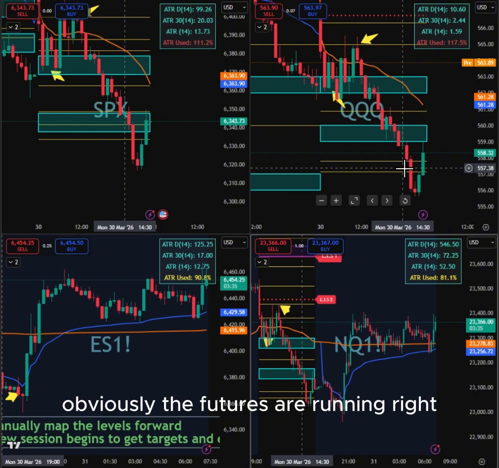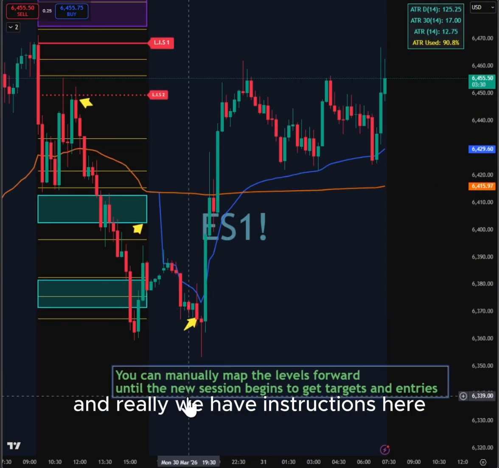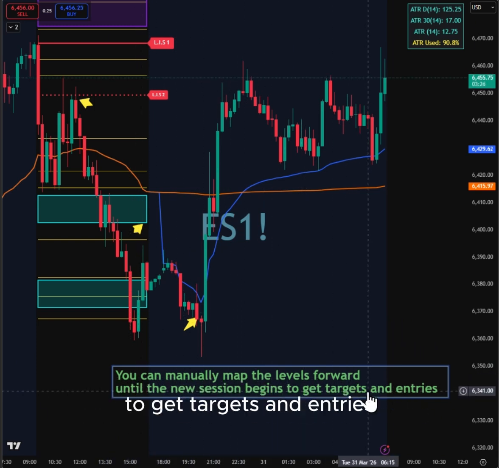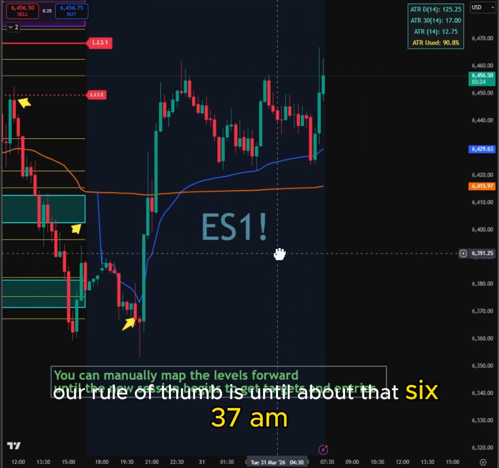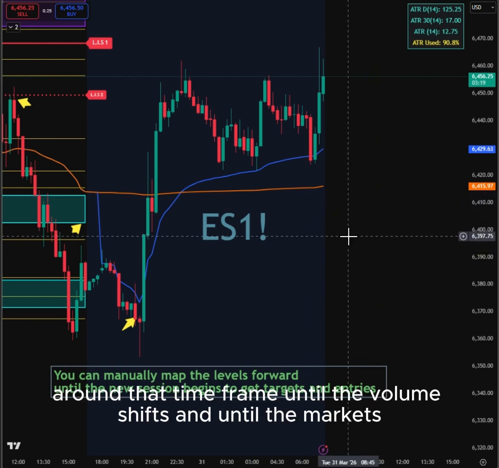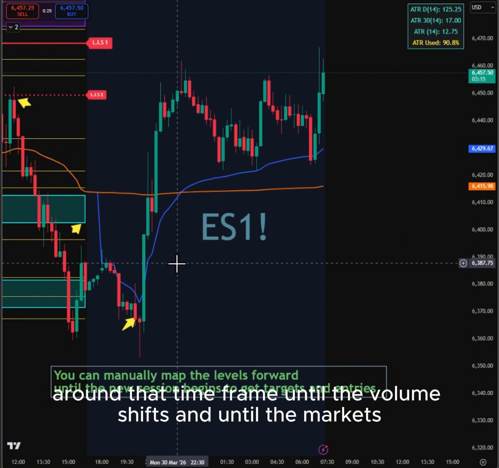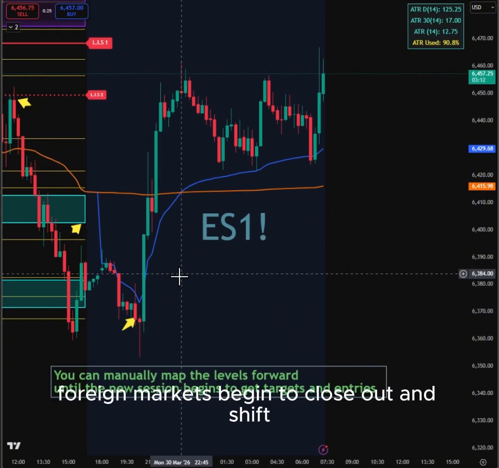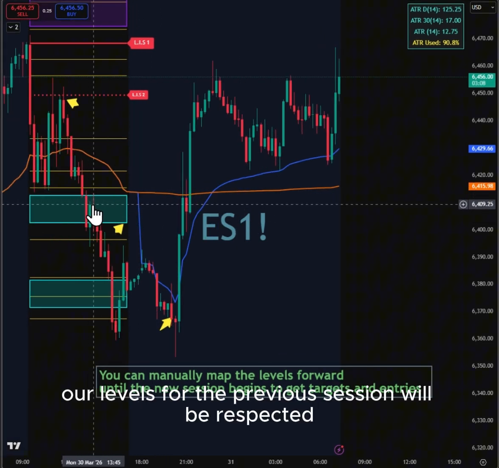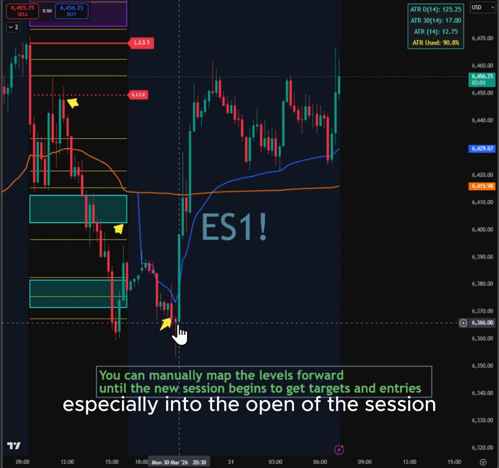So very simply, obviously, the futures are running, right? And really, we have instructions here. You can manually map the levels forward until the new session begins to get targets and entries. Our rule of thumb is until about that 6:30, 7 a.m. time frame, until the volume shifts and the foreign markets begin to close out and shift, our levels for the previous session will be respected, especially into the open of the session, right?